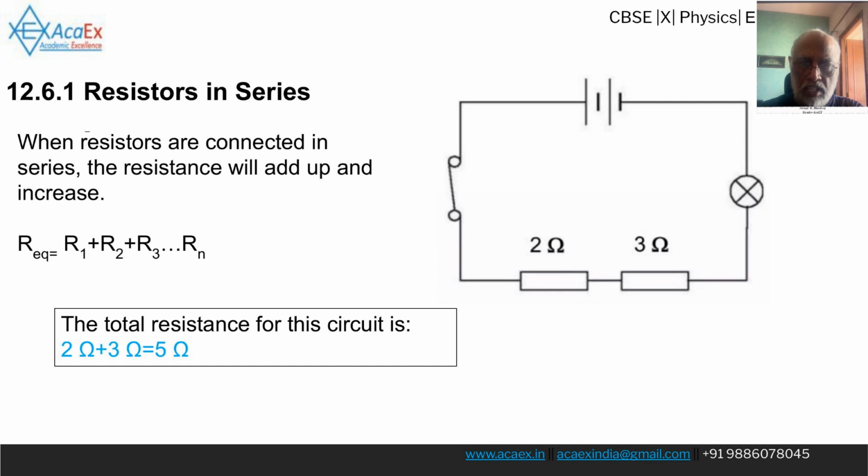Resistors in series. When resistors are connected in series, their total resistance increases because it is the sum of the individual resistances. The formula for the total or equivalent resistance, Req, is Req equals R1 plus R2 plus R3, and so on for all resistors in the series. For example, if a 2 ohm resistor and a 3 ohm resistor are connected in series, the total resistance is 2 plus 3, which equals 5 ohms.